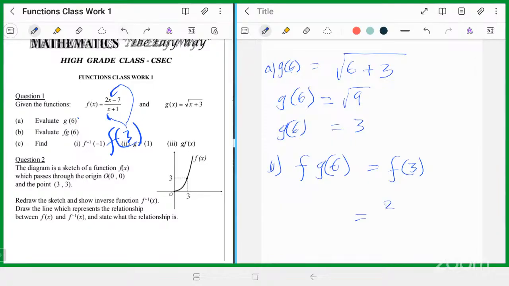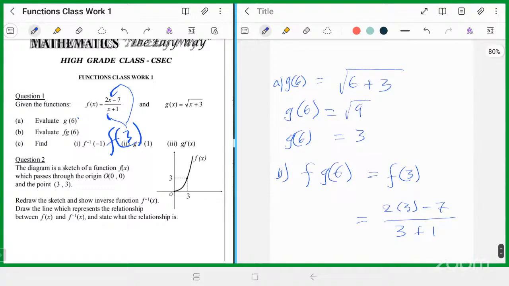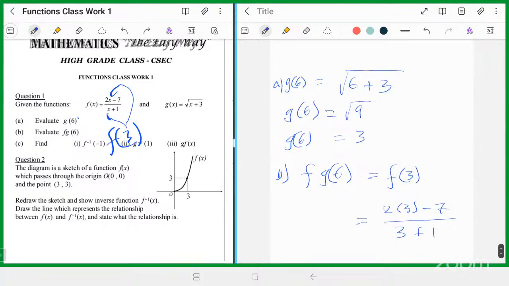2 times 3, and then minus 7 over here. Minus 7, and you're dividing that by the 3 right here where the x is, 3 plus 1 over here, plus 1, plus 1. And that is it. Everybody can understand that? Everybody good with that? Yes, sir.